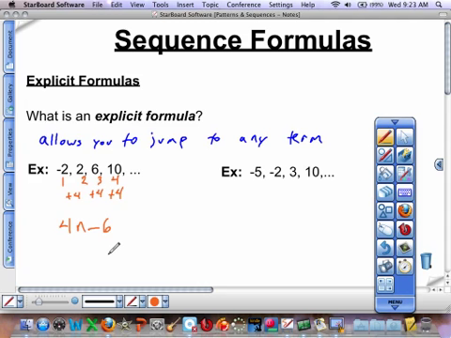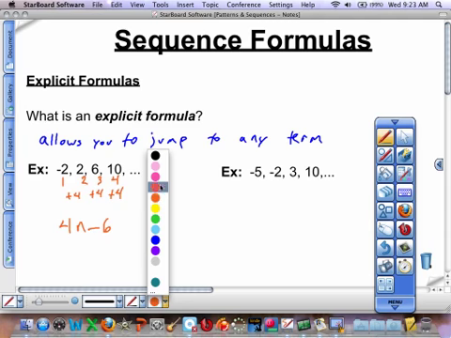Maybe if we do another example. If I'm subtracting 3 every time, you start with -3n. The 6 is that fine tuning. 4 times 1 is 4, but I really need to get down to -2. So what do I have to do to get down to -2? Subtract the 6.